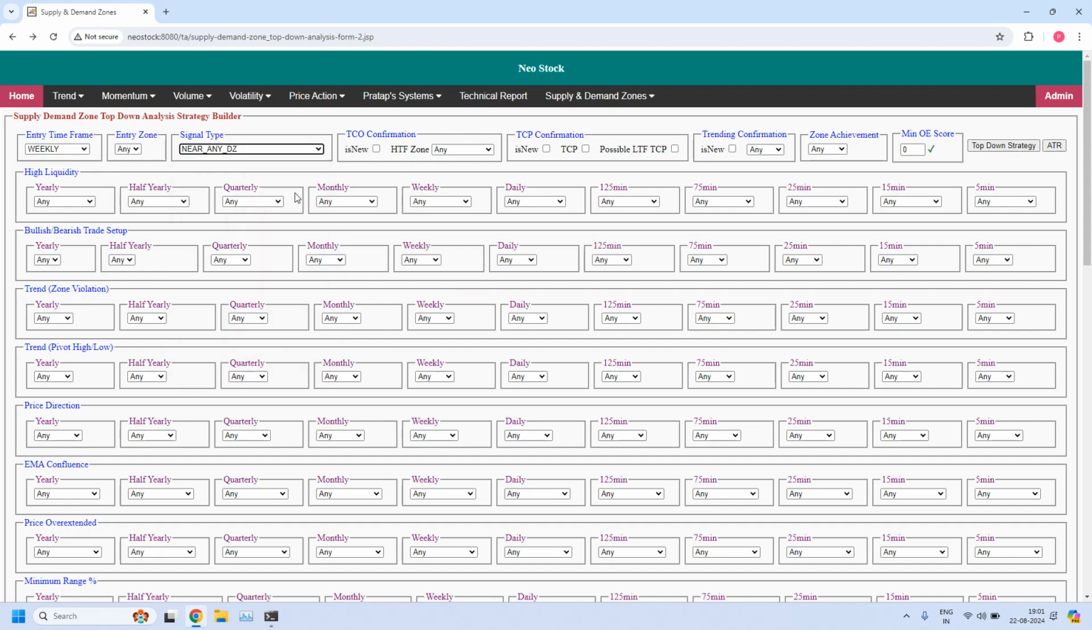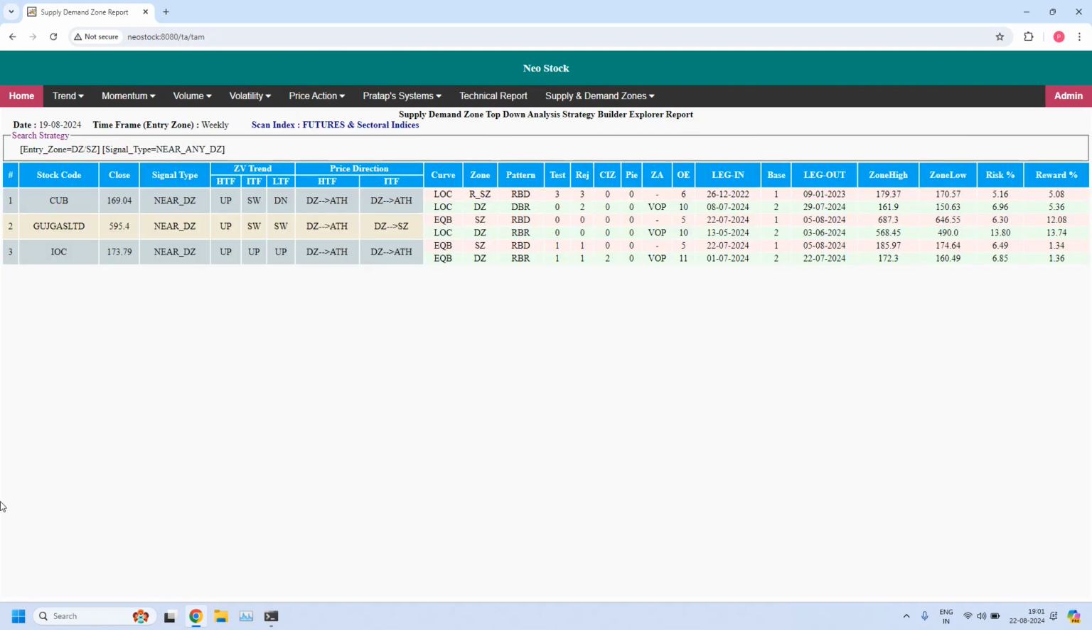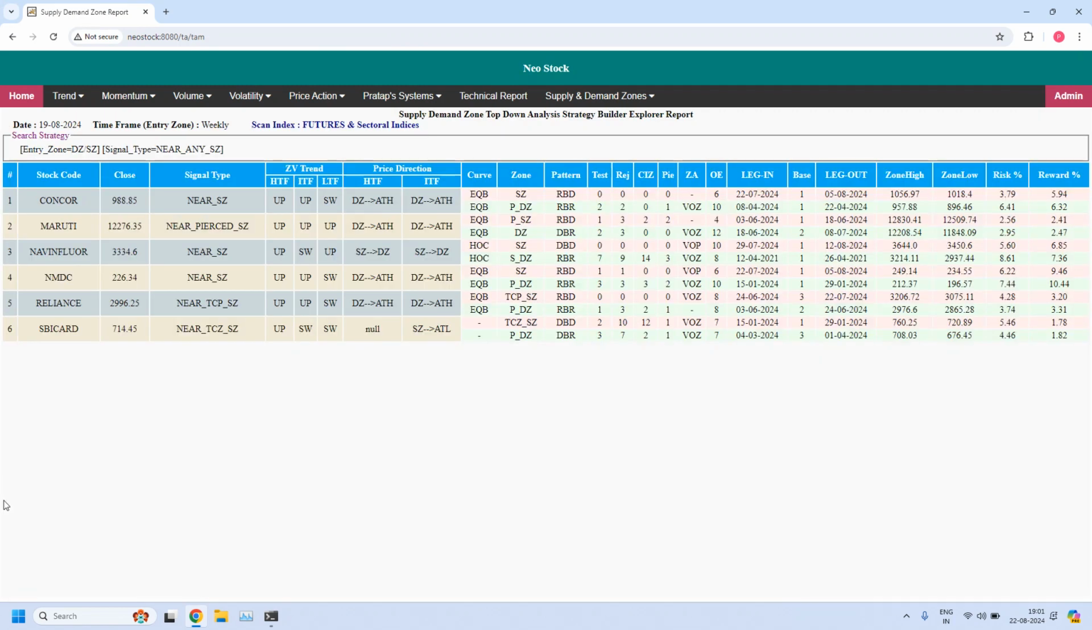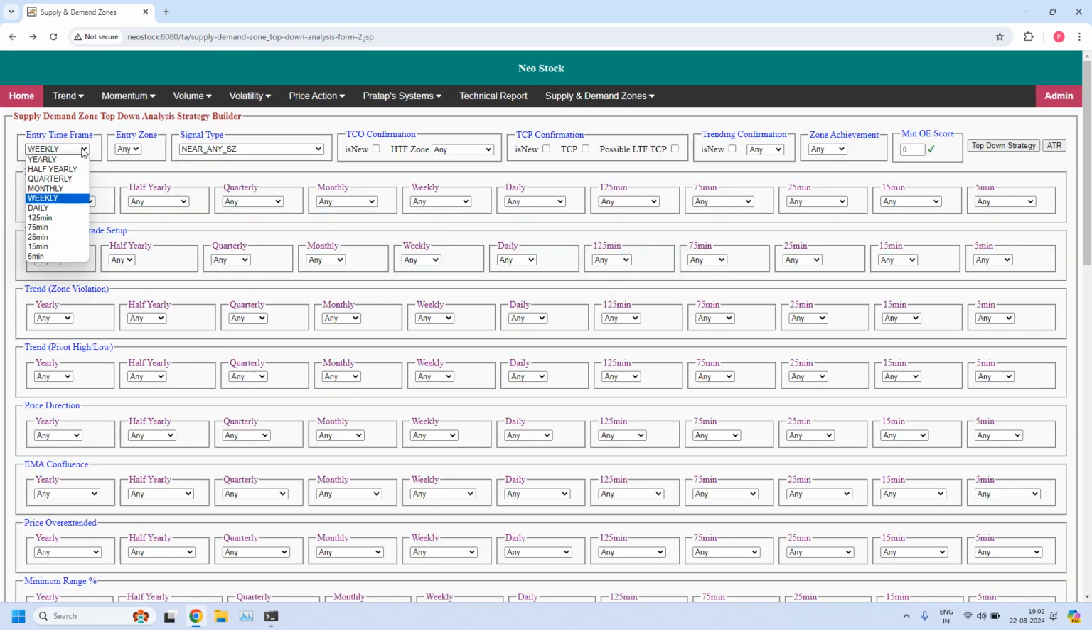Let us find the stocks near weekly demand zone. So three stocks are filtered near to the weekly demand zone. For weekly time frame, let us find the stocks near weekly supply zone. Six stocks are filtered near to the weekly supply zone. And the next time frame is a daily. Entry time frame is daily.